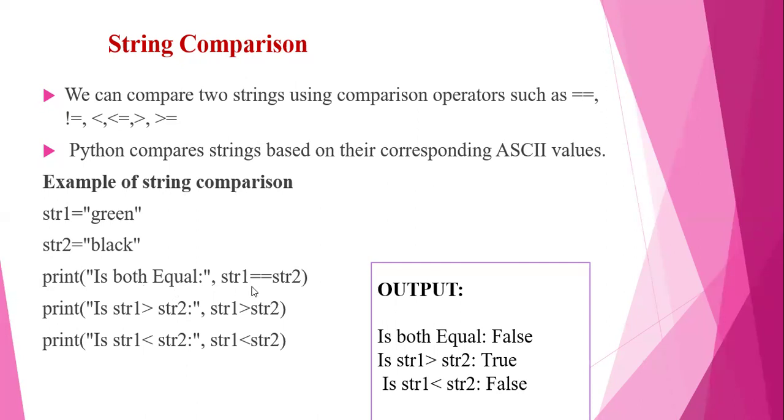Is both equal? String 1 equals to string 2. Print is string 1 greater than string 2, and is string 1 less than string 2. So we'll get the output. Is both equal? If they both are equal based on the ASCII values, we'll get true. But here both are not equal and the ASCII values also differ, so we'll get false. String 1 greater than string 2: as the ASCII value of green is greater than the ASCII value of black, we'll get true. And is string 1 less than string 2? As we saw earlier, string 1 is greater than string 2, so it will print false.